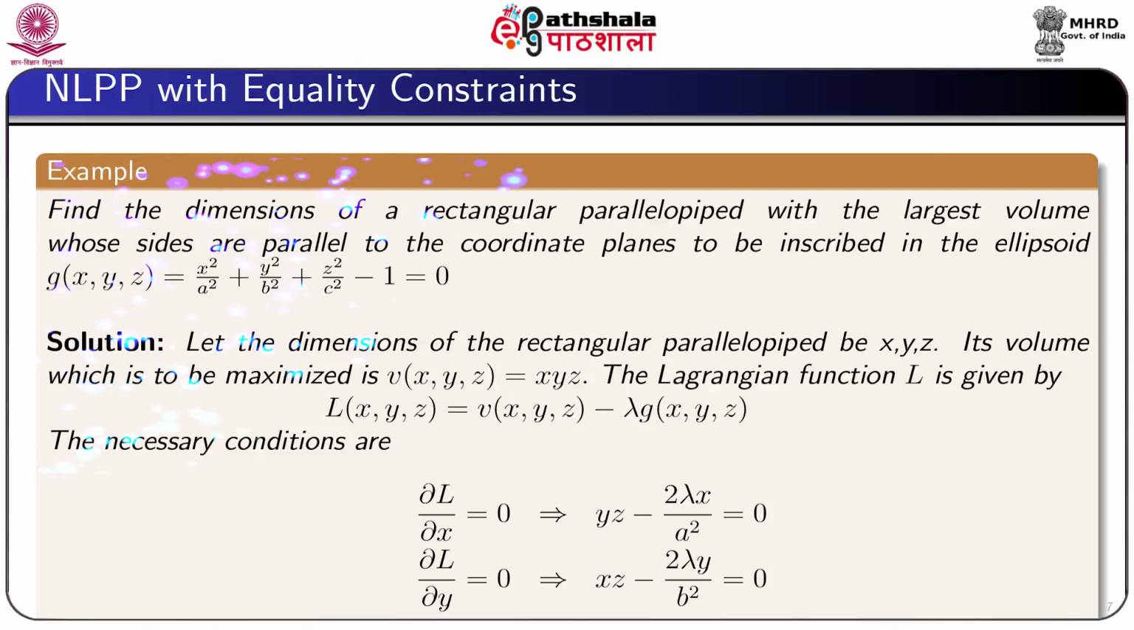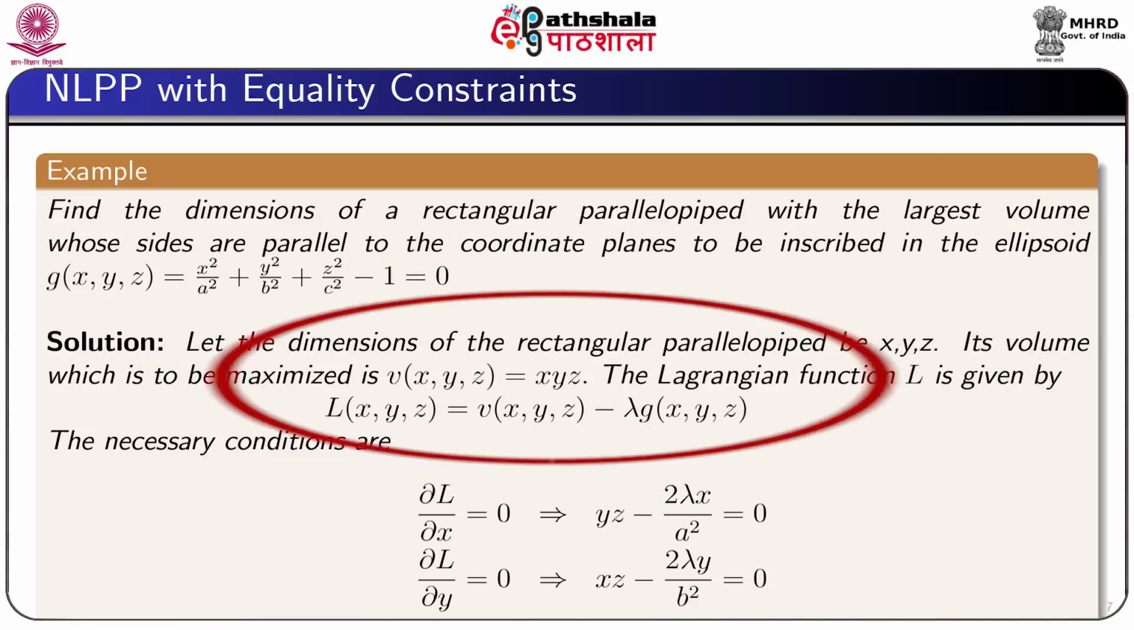We will take another example. Find the dimensions of a rectangular parallelepiped with the largest volume whose sides are parallel to the coordinate planes to be inscribed in the ellipsoid g(x, y, z) is equal to x²/a² plus y²/b² plus z²/c² minus 1 is equal to 0.